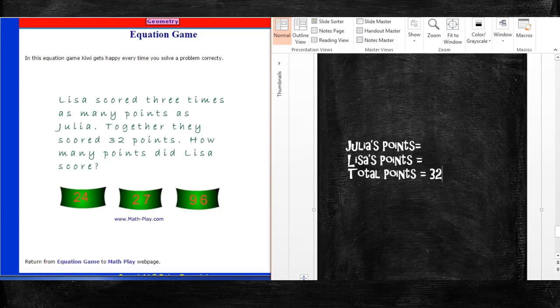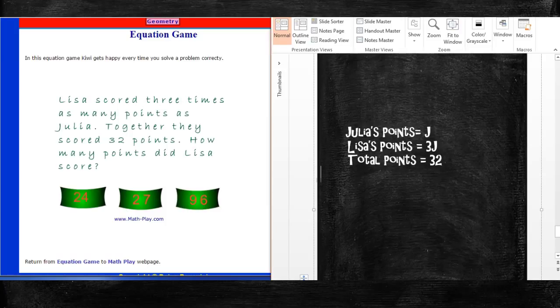Okay, and then we know Lisa scored 3 times as many as Julia. So she's 3 times Julia's points. But we don't know what Julia's points are. It's an unknown value. So we'll call that unknown value a variable j. And then we can say Lisa's is 3j because she scored 3 times as many as Julia. Now we also know that Julia's points plus Lisa's points is equal to 32. So j plus 3j is equal to 32. Or we can say 4j, because j plus 3j is 4j, is equal to 32.